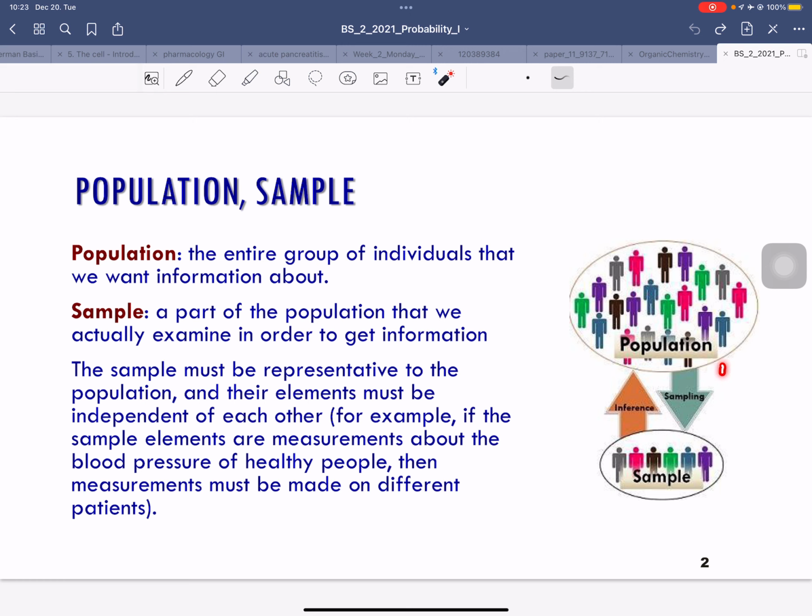As you see here in the photo, from the population we can do sampling to form the sample. It is very important that the sample is representative of the population. And as I mentioned, for example, we can measure the blood pressure of healthy people. The measurement must be made on different populations. Very important.